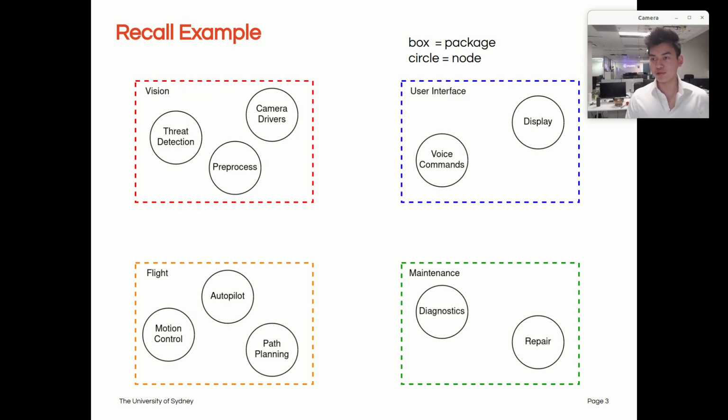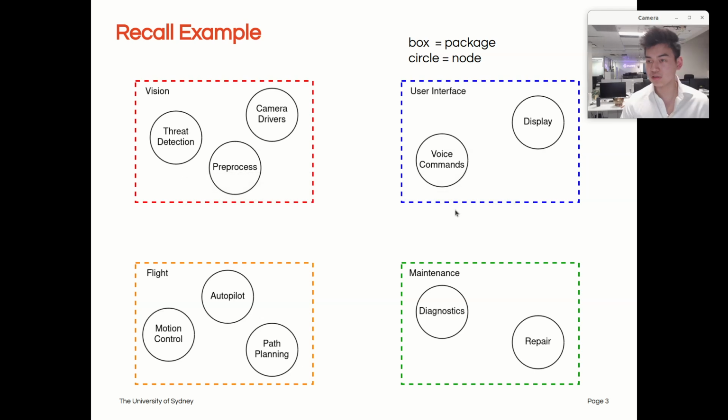So recall our example. This is what a typical mobile robot may look like. Let's say it's a drone, or you can be creative. You can consider this to be any robotic system that flies, because if you look at the bottom left, there's a flight package. Several different packages can have different numbers of nodes, and here we have 3 nodes. But we can have more than 3, right? We can have 5, we can have 10.